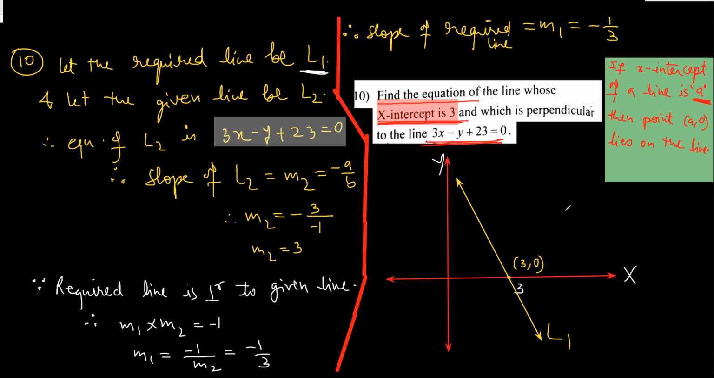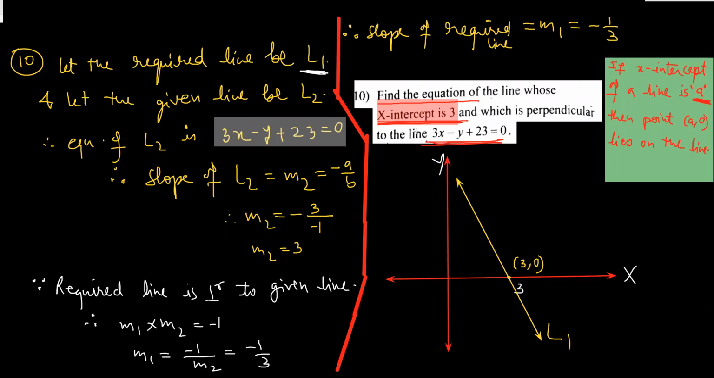The same thing is happening here. The x-intercept of the line L1 is 3, so the point (3, 0) lies on the line. So this is now permanent. You should remember this note forever. If you know the x-intercept of a line, then that number comma 0 is a point on the line. And the same thing is true even for the y-intercept.